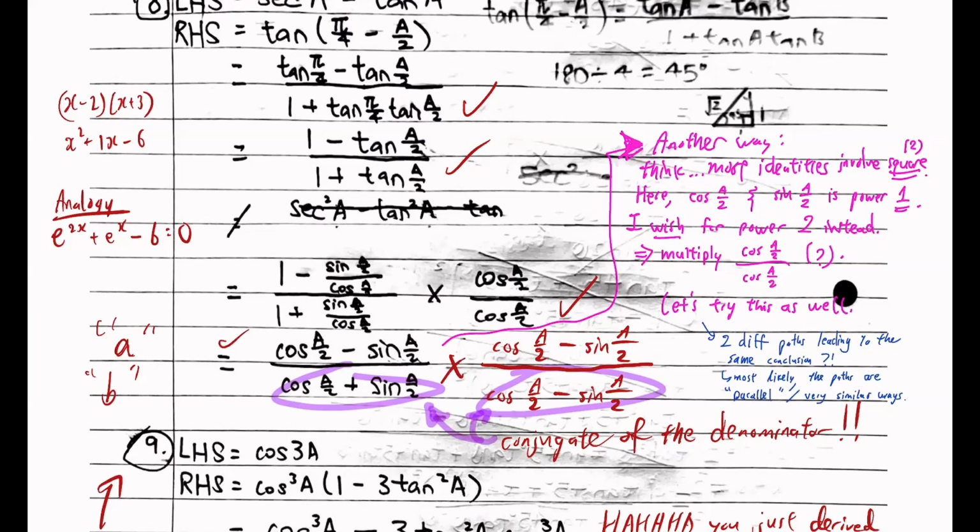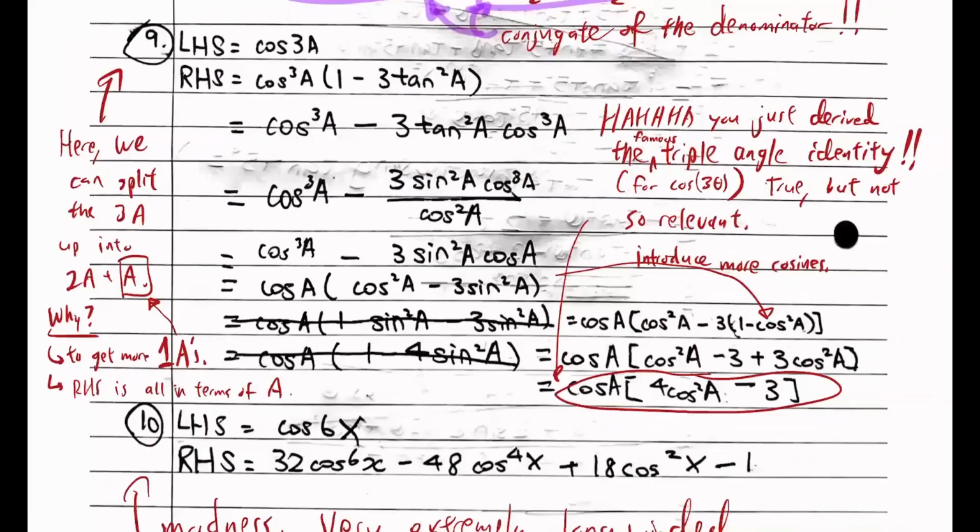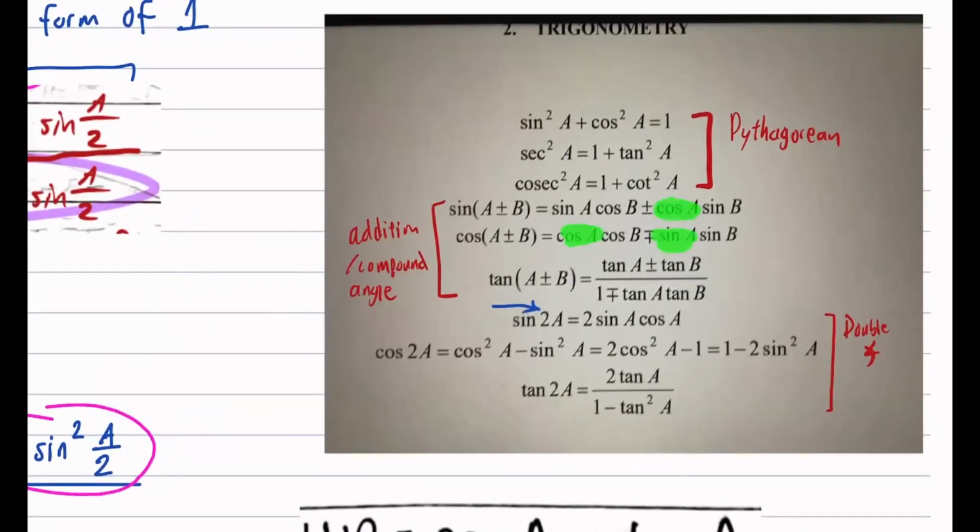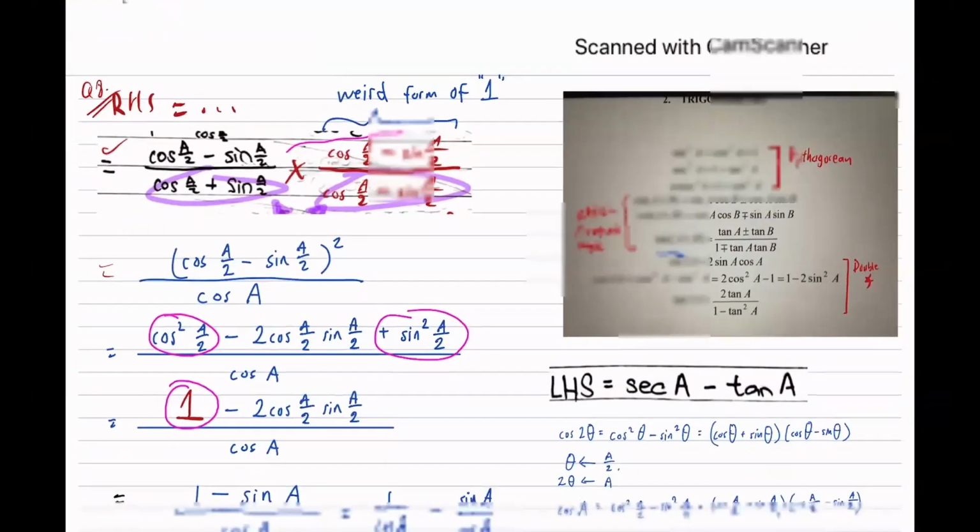Yeah, we multiply by another copy of cosine A over 2. Why do I want that? Because, I don't know, maybe it could work. Because I realized that with cosine power 1 and sine power 1, there are not many identities we can use. Most of the identities involving cosine power 1 need to be multiplied with something else, or sine power 1 multiplied by something else. So that's why I think, how about if we just multiply by a cosine? Let's see if it works.